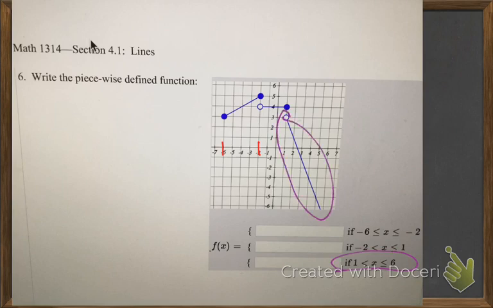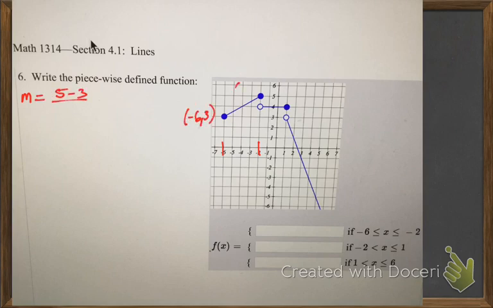Okay, so what we got to do is for each line segment, well, with the exception of the horizontal line piece, is to find 2 points, find the equation of the line. All right, so the first one from -6 to -2, we're going to find the slope.